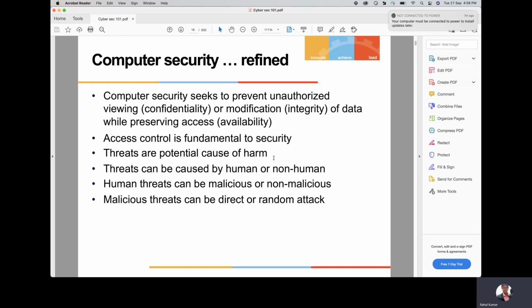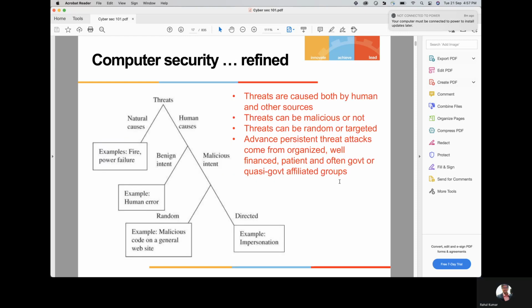Threats are potential causes of harm. A threat can be human or non-human. Human threats can be malicious or non-malicious. A malicious threat can be directed or random attacks, right? Moving on. Here we have classified threats into natural cause and human cause. Natural cause can be fire, power failure. Human cause can be either benign intent or malicious intent.